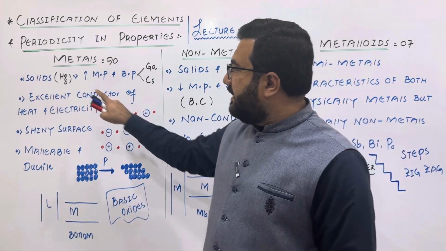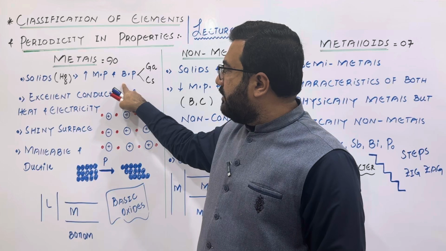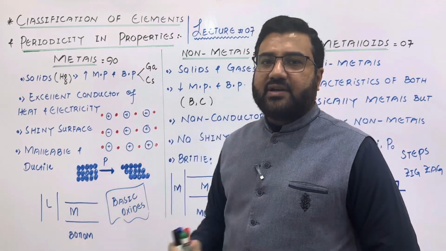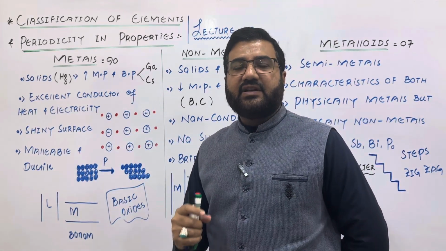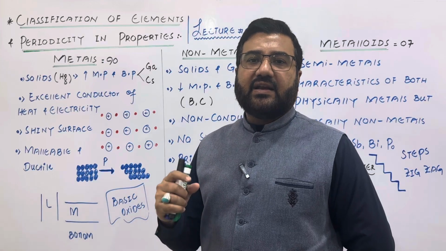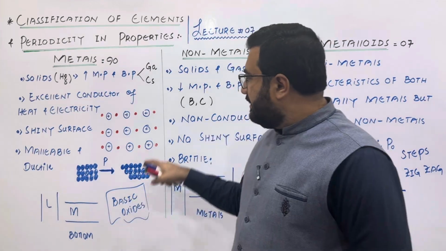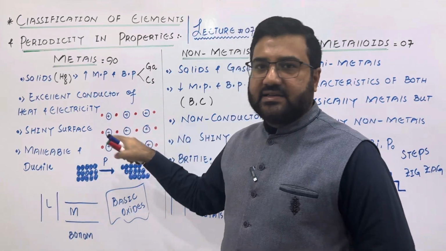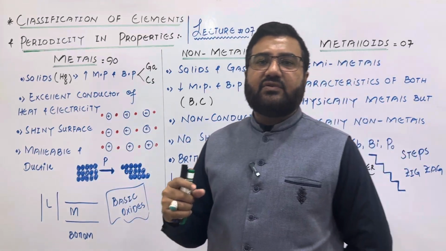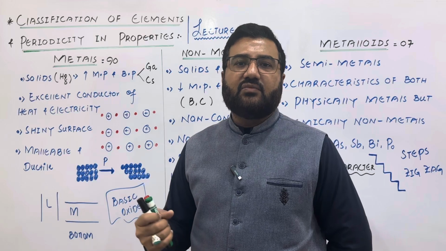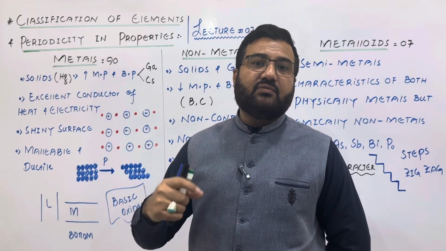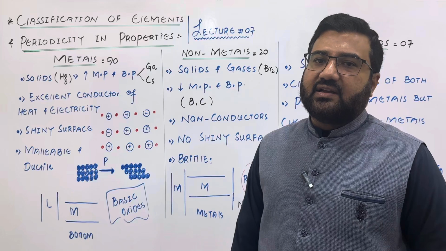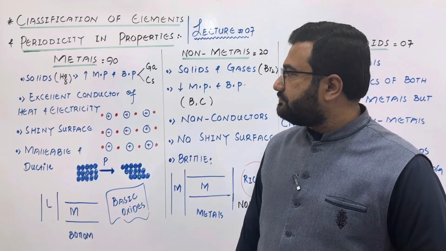Now, why are they solids and have high melting and boiling points? Because metals have a metallic bond in them, and a metallic bond is basically a very strong bond. It is an electrostatic force of attraction between the free electrons and metal cations. As it is an electrostatic force of attraction, it is a very strong bond, and because it is a strong bond, most of the metals are solid with high melting and boiling points.